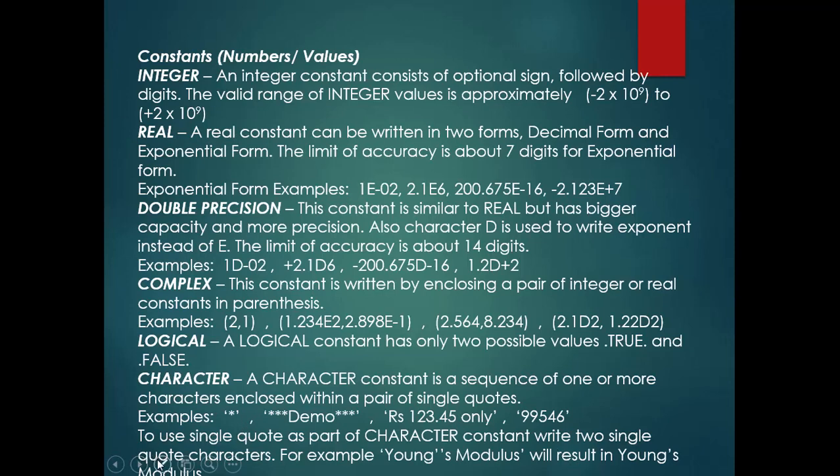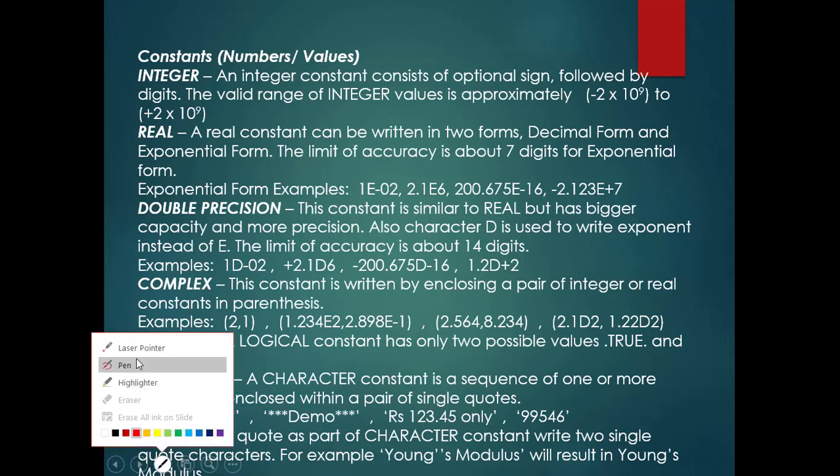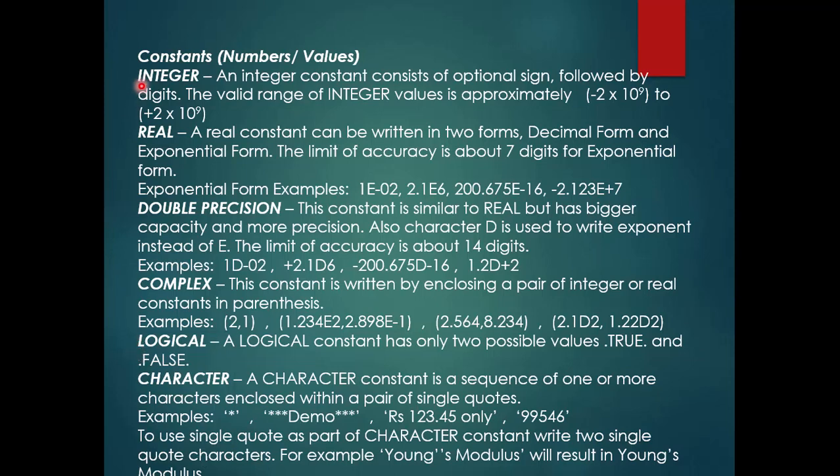So if we just look at, just let me take the pointer. So when we consider an integer, so integer is a number, and in Fortran programming, this consists of an optional sign, and that can be followed by the digits. So what is the range value for the integer? Minus 2 into 10 raised to the power 9 to plus 2 into 10 raised to the power 9. So any number in between this can be written or can be sustained in this.